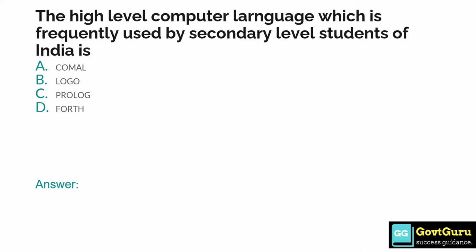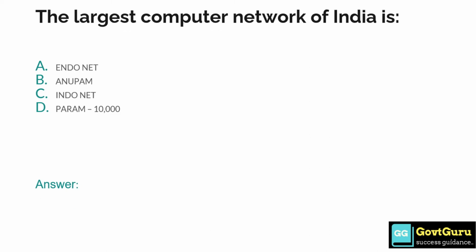The next question is: the high level computer language which is frequently used by secondary level students of India is option A Komal, option B Logo, option C Prolog, and option D Forth. So the answer is option A, that is Komal. The next question is the largest computer network of India is option A Indonet, option B Anupam, option C Indonet, and option D Param 10,000. So the answer is Indonet, option C.